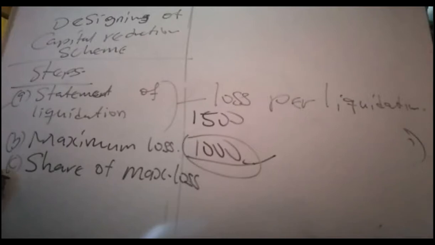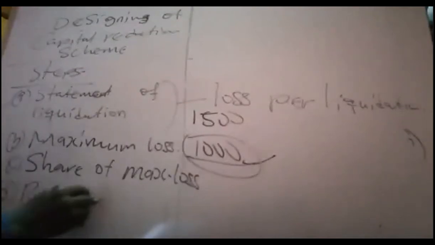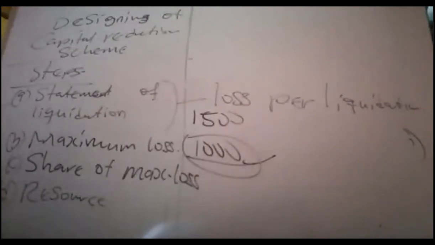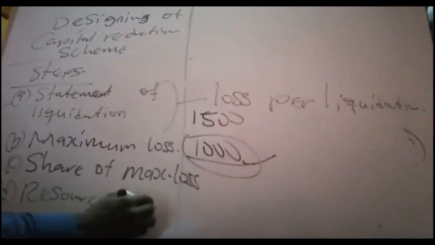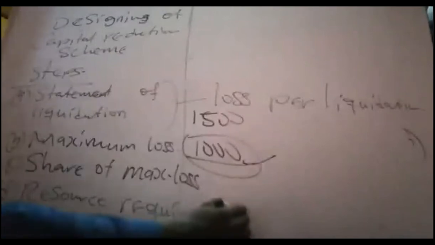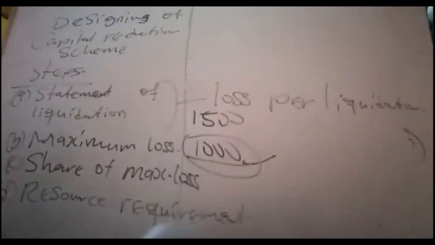Let's go to step 4 and then let's finish it quickly. Step 4 will be the resource requirement or capital injection. Resource requirements. You guys are struggling. In fact, you are making consistent losses.